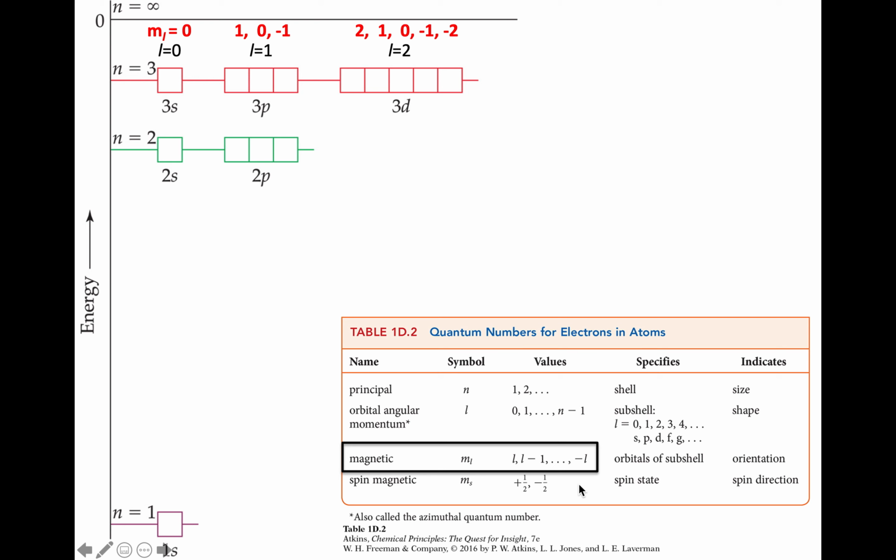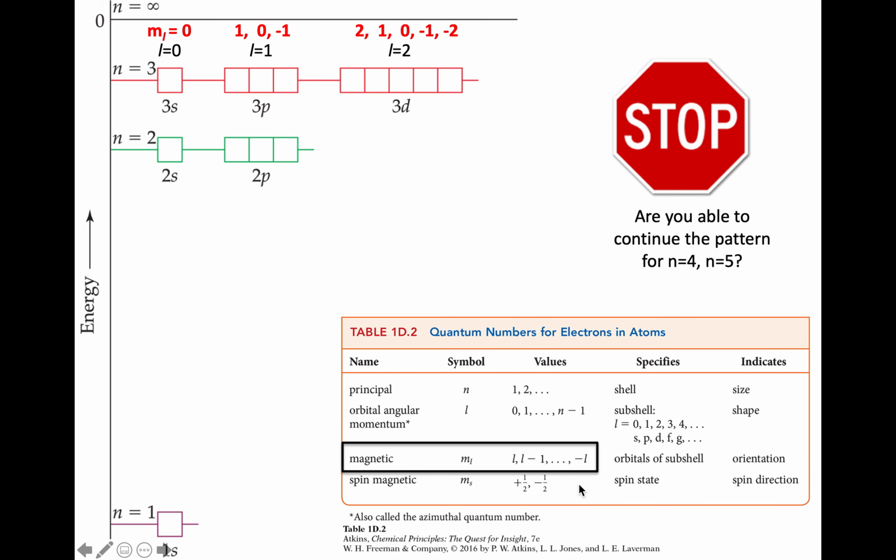Notice how it's related to the L. So pause for a second now. Are you able to continue this pattern if we have n equals 4, n equals 5? What would the rest of your diagram look like?